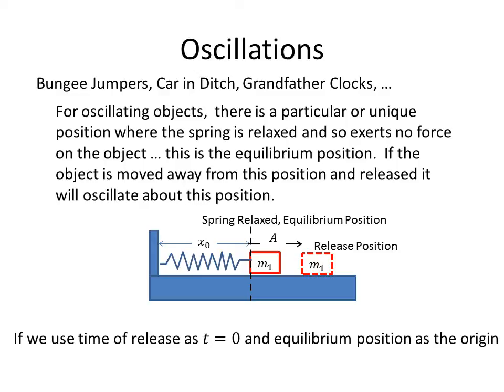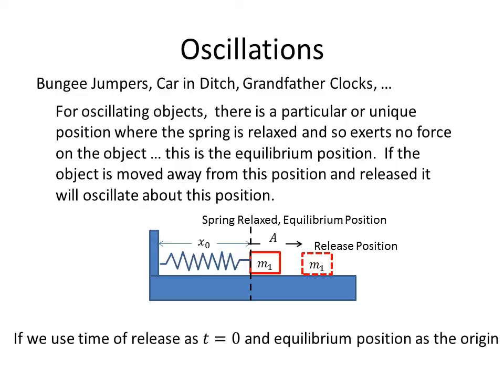In that case, if the origin is at the equilibrium position, at time equals 0 the value of x, our position, is going to be A. It's then going to travel back through 0, the equilibrium position, and go to the other side, which will then be minus A. And then oscillate back and forth.